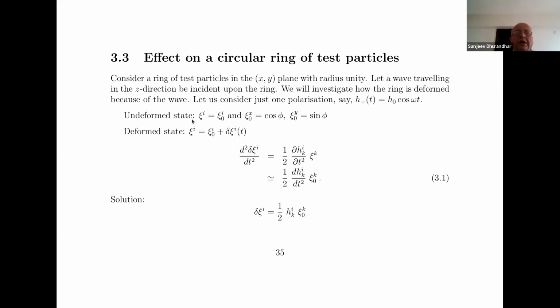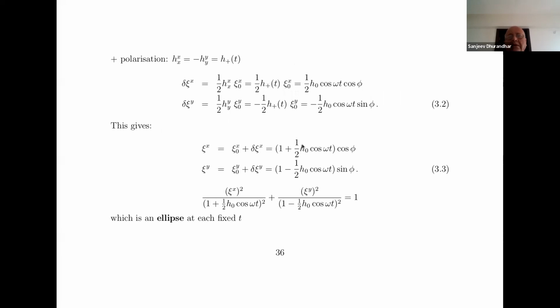So the undeformed state is xi equal to xi zero. So you have a ring of particles, and xi x 0 is cos phi, xi y 0 is sine phi, okay? And the deformed state, which I'll write here, xi I equal to xi I 0 plus delta xi I of t. So then putting back into this equation, this part, of course, nothing happens, the derivative kills this particular xi I 0, and you get this equal to this kind of thing here.